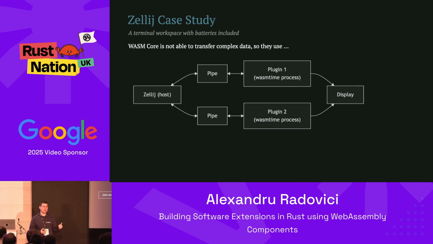So what they do is they pipe it. They have the host, which is the Zellij application. Then they have the plugins, which are WebAssembly core modules. And if they want to ship data in between, they basically start a new process for every plugin and use the pipe, the system pipe. The plugin reads from the standard input and writes to the standard output, and so does the host. And if the plugin needs to display something on the screen, it just displays on the screen.